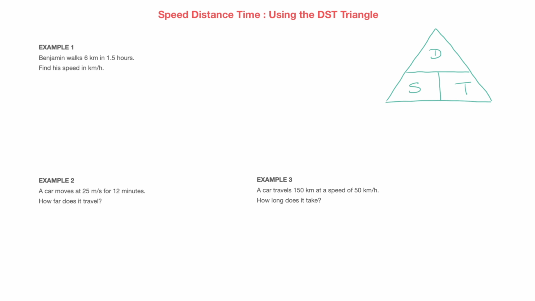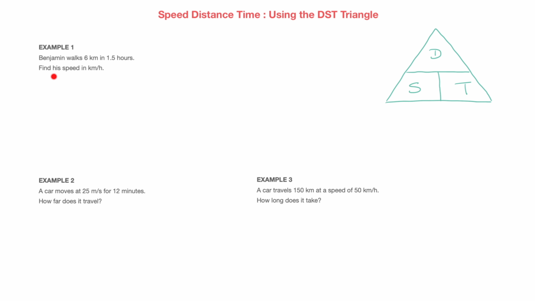stands for time. And put simply, when seeking to solve speed, distance, time problems, knowing about this triangle is a real advantage. And the idea here is I'm going to show you how we can use this triangle to find an unknown speed, an unknown time, as well as an unknown distance through the three examples that you see here. So, let's get started. In the first example we have here, we're told Benjamin walks 6 kilometers in 1.5 hours.